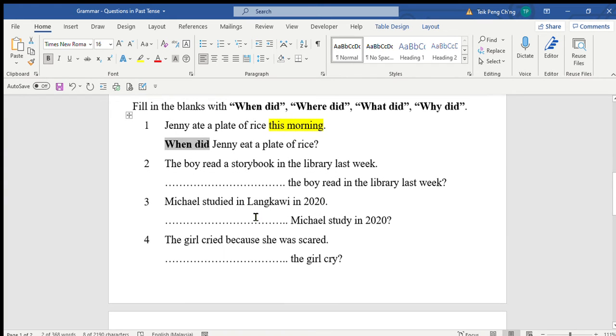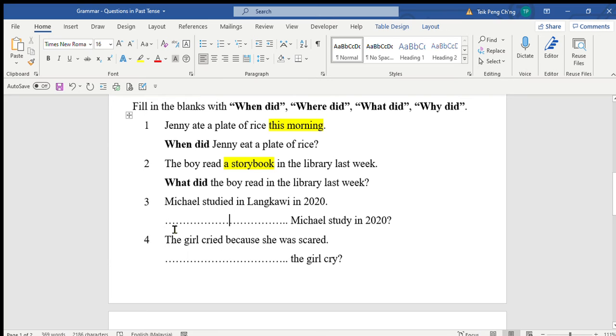Okay, number 2. The boy read a storybook in the library last week. Again, look for the missing information. The boy read in the library last week. So what is missing here? A storybook is missing. So we have to use what. What did the boy read in the library last week?